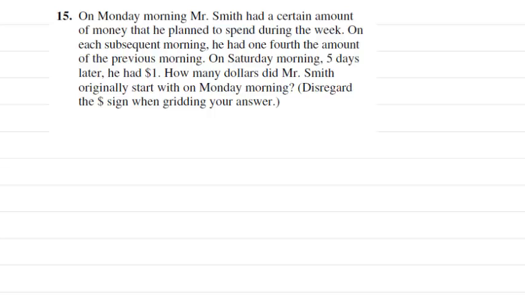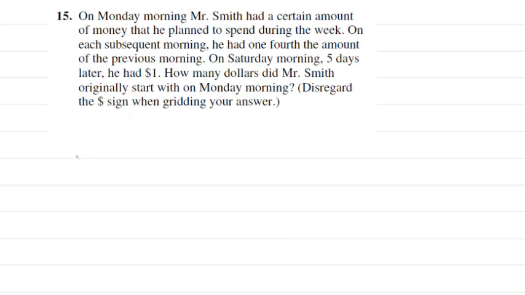Here's a problem from College Board's 2004 practice test. On Monday morning, Mr. Smith had a certain amount of money that he planned to spend during the week. On each subsequent morning, he had 1/4 the amount of the previous morning. Saturday morning, 5 days later, he had $1. How many dollars did Mr. Smith originally start with on Monday morning?